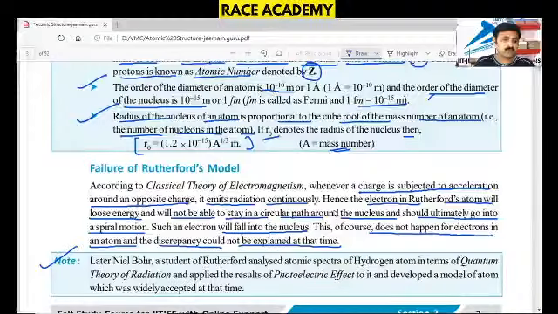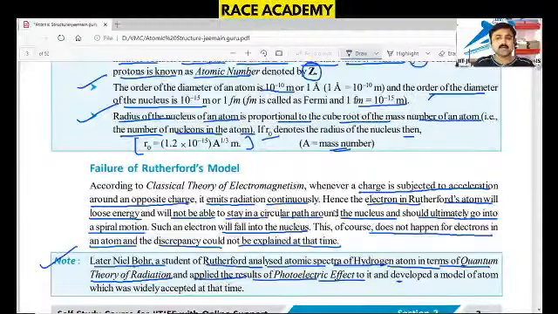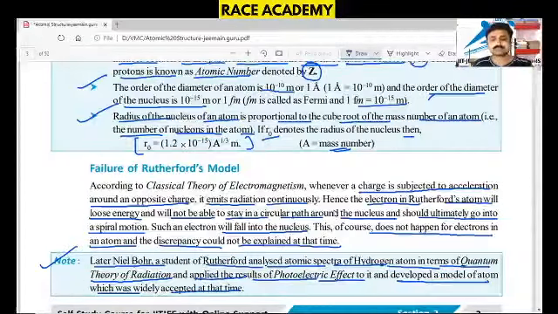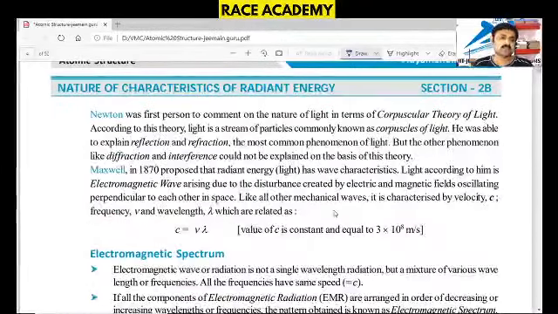Later, it was wonderfully explained by Niels Bohr, a student of Rutherford, who analyzed the atomic spectra of the hydrogen atom in terms of the quantum theory of radiation, applied the results of the photoelectric effect to it, and developed a model of the atom which was widely accepted at that time. So Niels Bohr, after studying the failures in Rutherford's model, developed this theory. Now we say Niels Bohr's theory is an important one, because this was the striking aspect of the study of atomic structure at that time. He received the Nobel Prize also for giving this theory to the world. And what he studied, we will see.